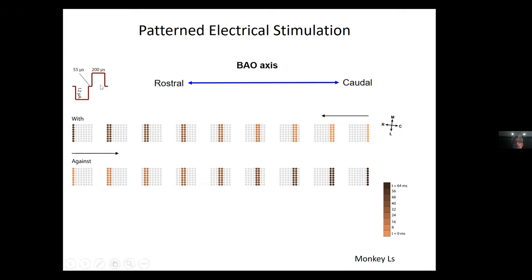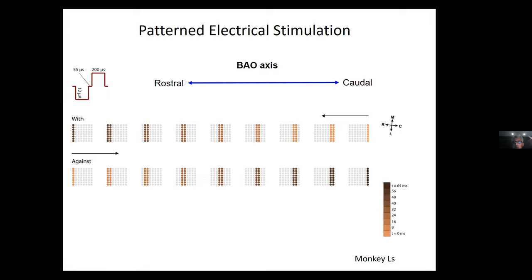So imagine we have measured a BAO axis like this. It's oriented in the rostro-caudal direction. And we have an array of electrodes. This is now an 8x8 array of electrodes. What we did was then deliver electrical stimulation that either matched the natural pattern on a given trial.